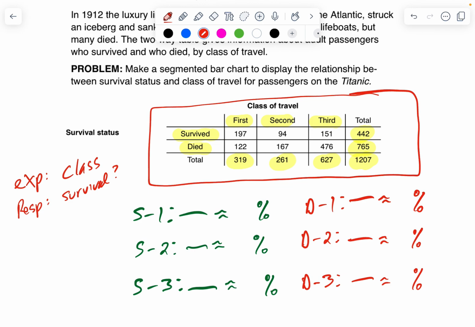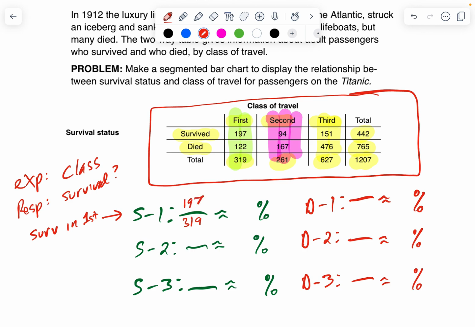So what we want to do is compare what happened in each of the three columns. Specifically, we're going to compare everybody who was in first class to everybody who was in second class. And lastly, we're going to look at everybody who was in third class. The notation Mr. Wenkowitz used right here, the S-1, is the proportion of people who survived if they were a first-class passenger. So the denominator of our computation is going to be 319, because that's the total number of people that meet the condition of having a first-class ticket.